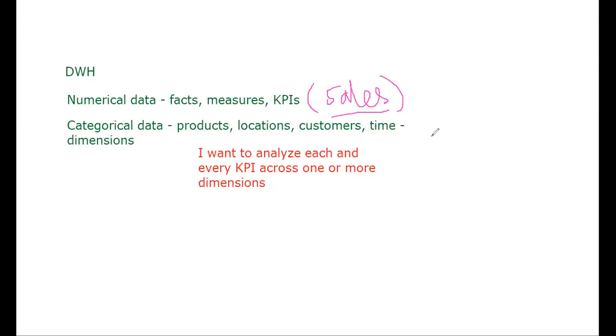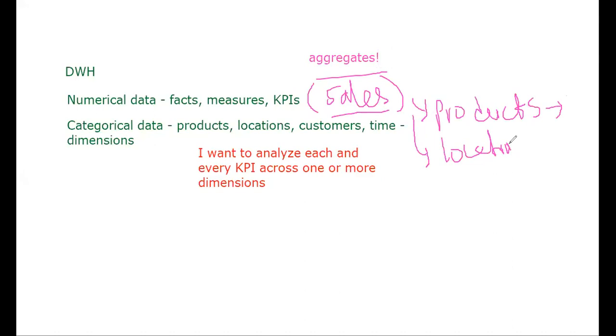So I want to analyze my sales across products. Well, I want to say, what is the total sale? So here, mostly we talk about aggregates. We have to understand that. In most cases, I basically total the KPI. So I want to talk about the total sales with respect to product. Okay. I want to talk about total sales with respect to location.